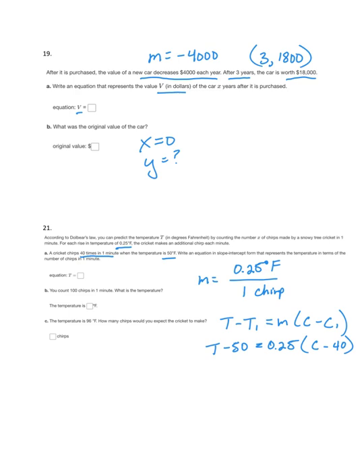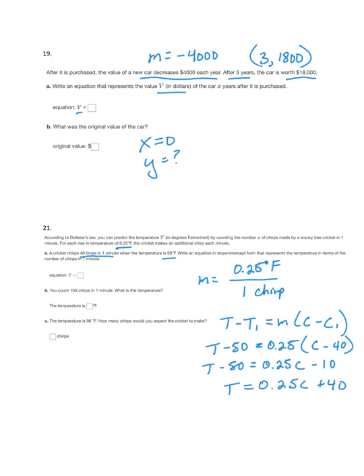Now we're going to go ahead and solve this for T. So we're going to say T minus 50 equals 0.25 C minus 1/4 of 40 is 10. And then we're going to add 50 to each side to get T equals 0.25 C plus 40. So that's our equation for part A.